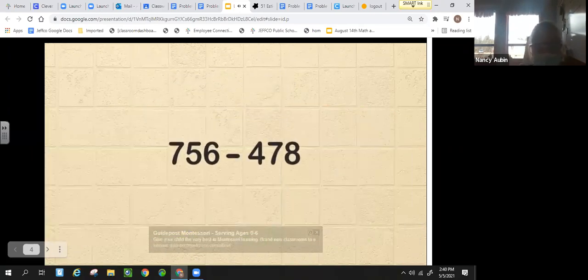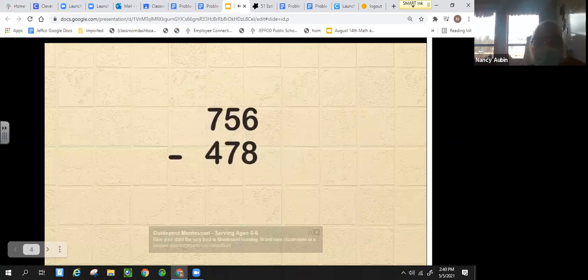To subtract these numbers, we need to stack them so each place value matches directly above and below each other. See how each place value is directly above or below each other? The ones place on top is directly over the ones place directly underneath it. Same goes for the tens and hundreds.